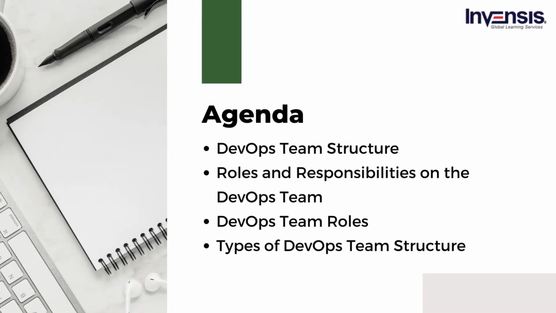Before we get started, I would like to address the agenda for today's session. We will start our session with a brief understanding of the DevOps team structure. Then, we will understand the roles and responsibilities of the DevOps team. Moving on, we will discuss the DevOps team roles. Finally, we will conclude the session by discussing types of DevOps team structure. I hope the agenda was clear.